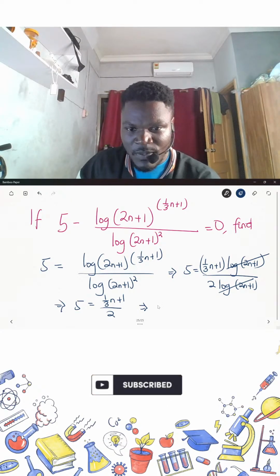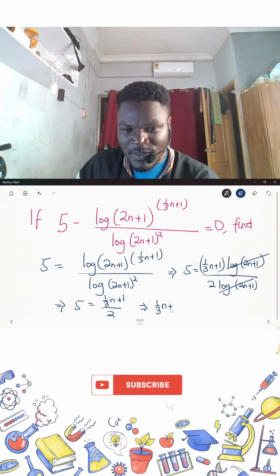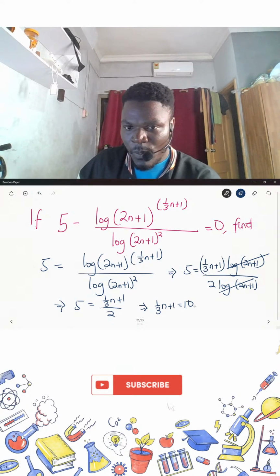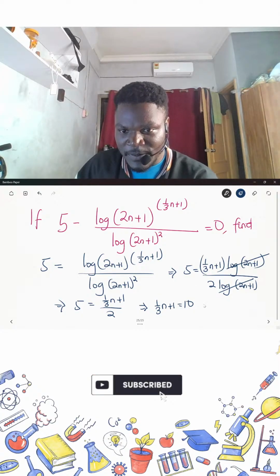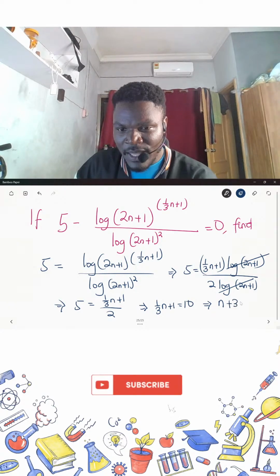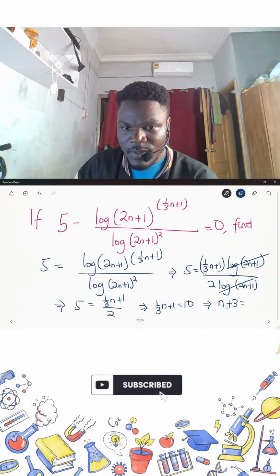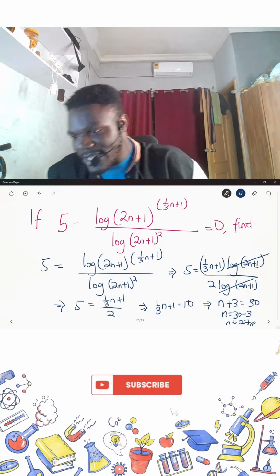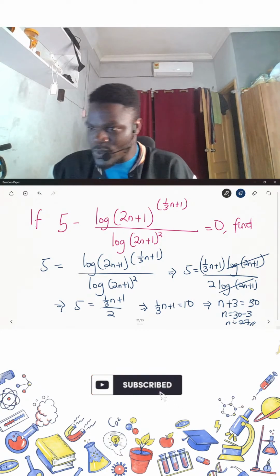So if we cross multiply, I'll get 1 over 3n plus 1, and this is equal to 5 multiplied by 2. That is going to give me 10. If I multiply through by 3 to get rid of the fraction, what I will get is n plus 3 is equal to 3 multiplied by 10, which will give me 30. So n will be equal to 30 minus 3, and so therefore n is equal to 27. And yes, that is the correct answer. N is equal to 27.